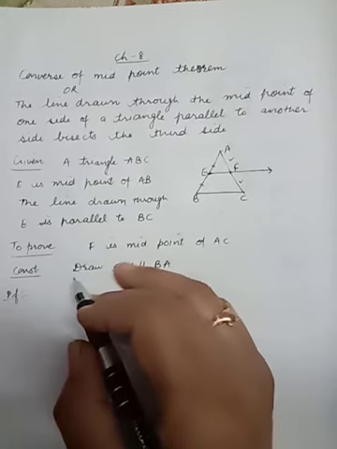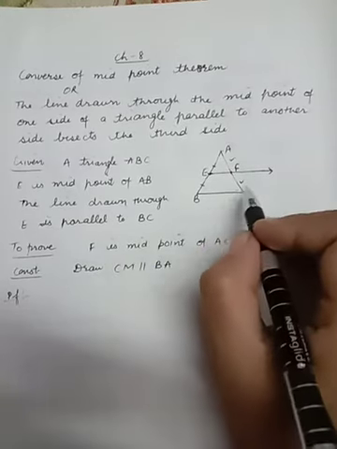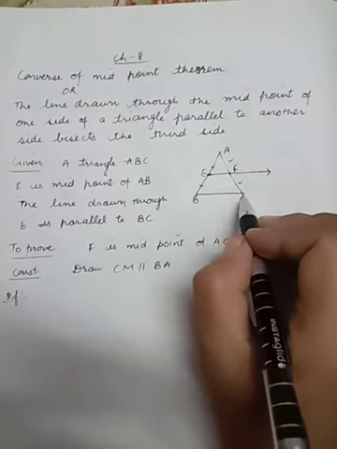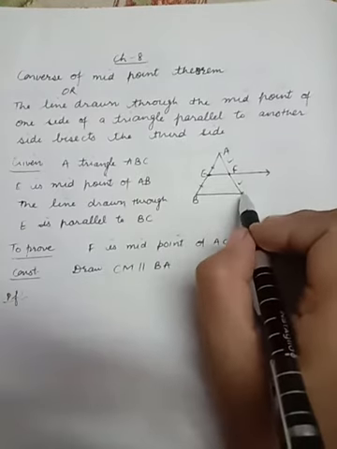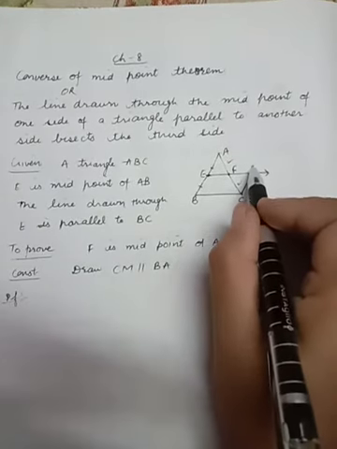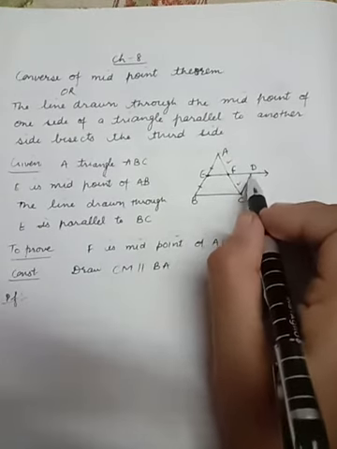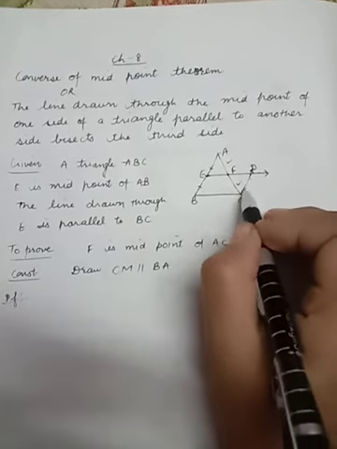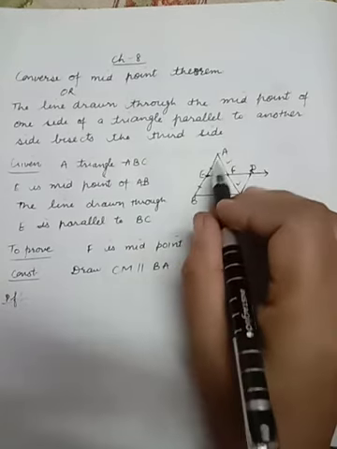For doing this we will do some construction. We will draw a line. This line is parallel to BC. This is already given, but we will draw one more line CD which is parallel to BA. Right? CD we have taken. This is point D, and the CD line is also parallel to BA.